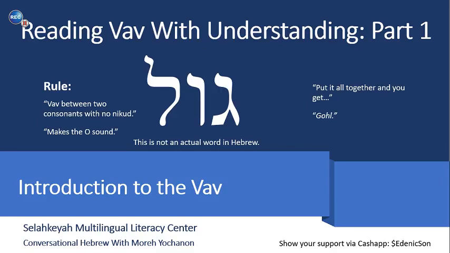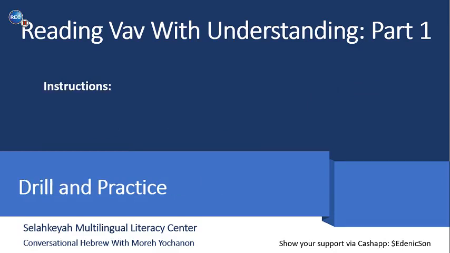Okay? Hopefully, you guys have gotten an understanding of how to read the vav without any nikud. So, we're going to apply this rule, and we're going to do a drill in practice so that you guys can have an opportunity to practice saying the vav the way that I've showed you. All right, I want you to decode these letters, and I want you to make the sound it spells. Okay, this is called decoding.